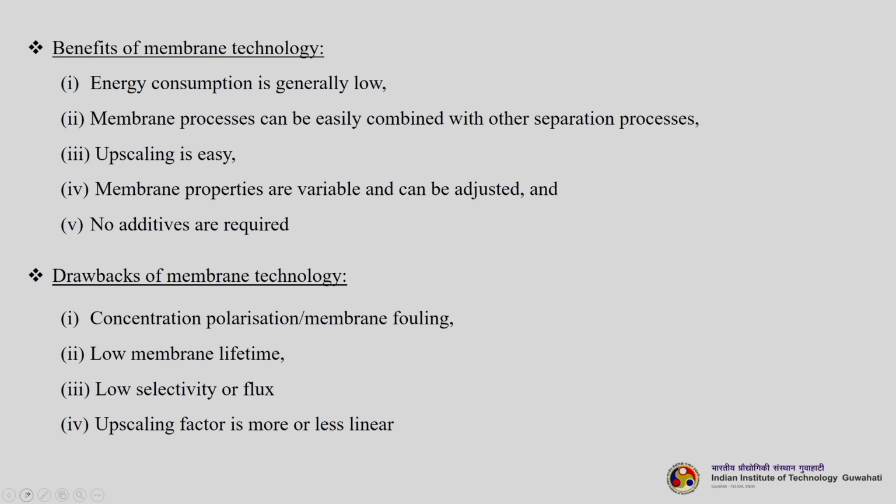As you know, the upscaling is also easy. Membrane properties are variable and can be adjusted. In many classes I have already told that a particular membrane can be tailor made. Just like a tailor stitches our suit or shirt or pant, whatever it is, in a similar way we can make a membrane which is selectively applicable for a particular target pollutant. You can say pollutant or molecule or solute, whatever it is. So, let us say I am targeting the separation of a particular pollutant.